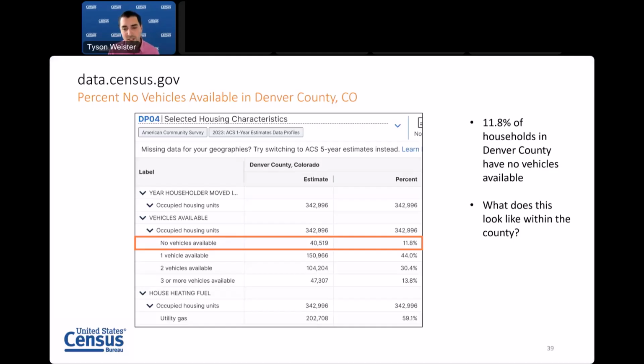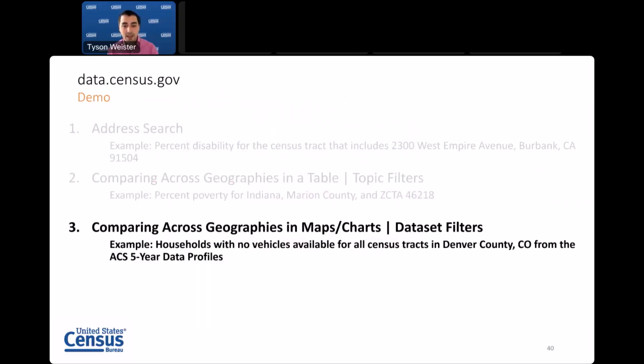But what if I wanted to know, what does this really look like within smaller areas of the county? Well, you can use the mapping functionality on data.census.gov to visualize and see this information very quickly. For this example, I'm going to map out the percent of households with no vehicles available for all census tracts in the county from the ACS 5-year data profiles.